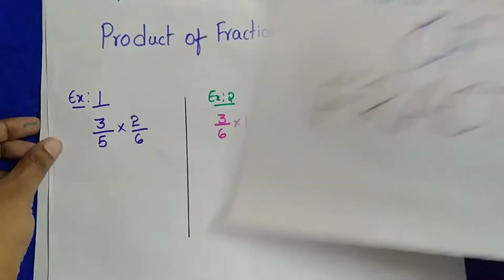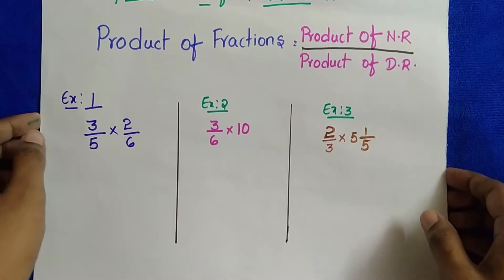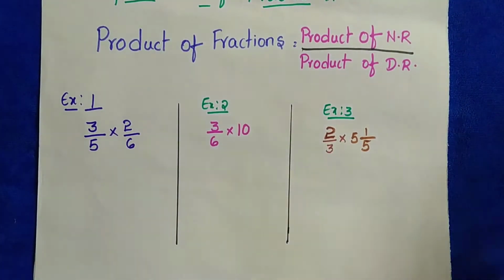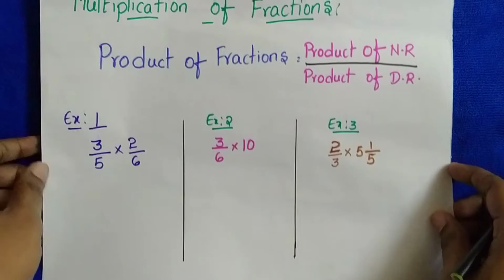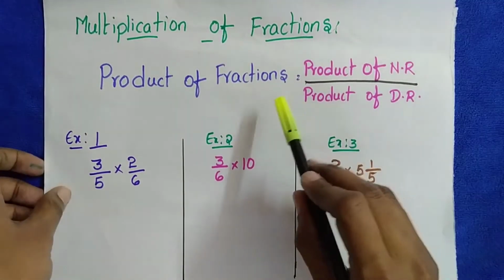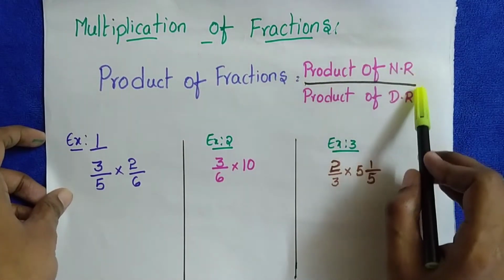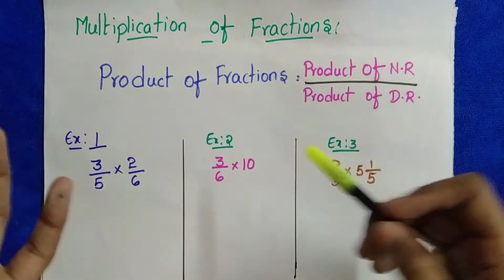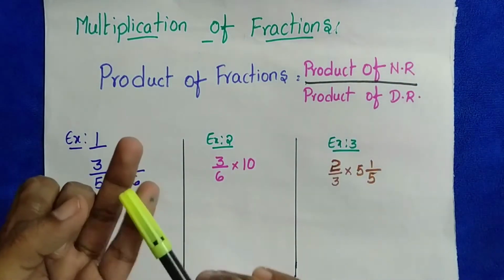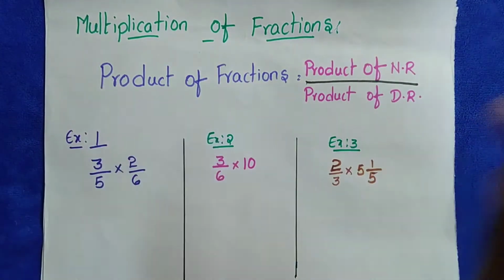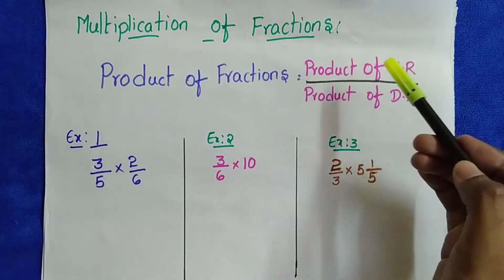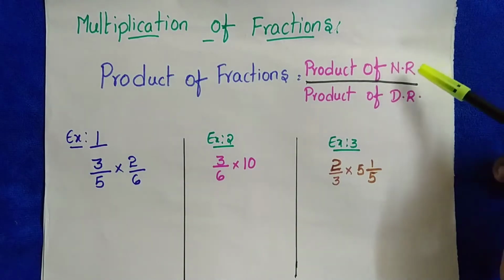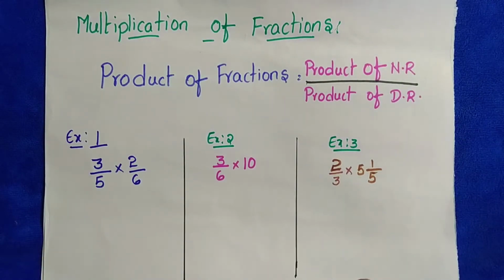See children, to multiply the fractions you just remember only one formula. That is, product of fractions is equal to product of numerators by product of denominators. Product of fractions means here you can multiply 2 fractions, 3 fractions, 4 and so on. But the answer should be product of numerators by product of denominators.